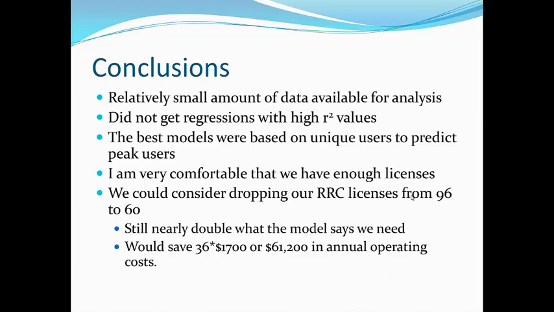So as a result, we didn't get any regressions with very high R-squared values, but the best ones we got were based on using unique users to predict peak users, and we got reasonably high enough R-squared values there that I'm certainly comfortable that we have enough licenses. And as a matter of fact, we could consider dropping our Requirements Composer licenses from 96 to 60. And even though the model says we need 31 licenses, so 60 is nearly double, that gives us plenty of margin for error given the relatively low confidence level of the models. Even if we did that, we would save over $60,000 in annual operating costs.